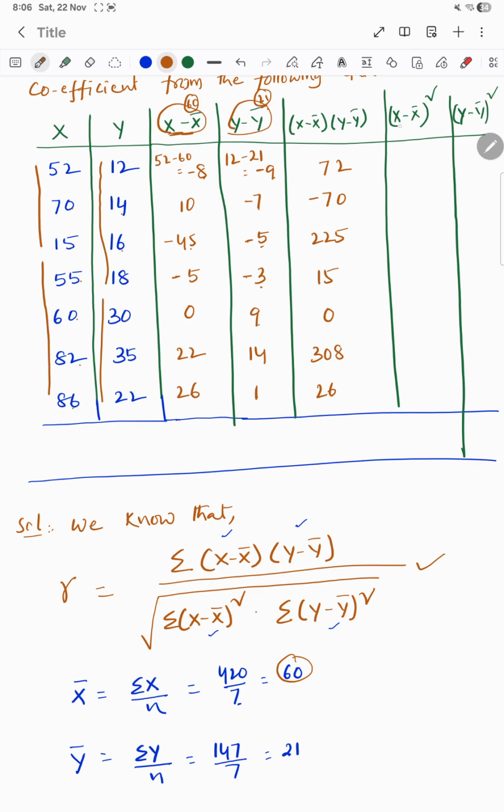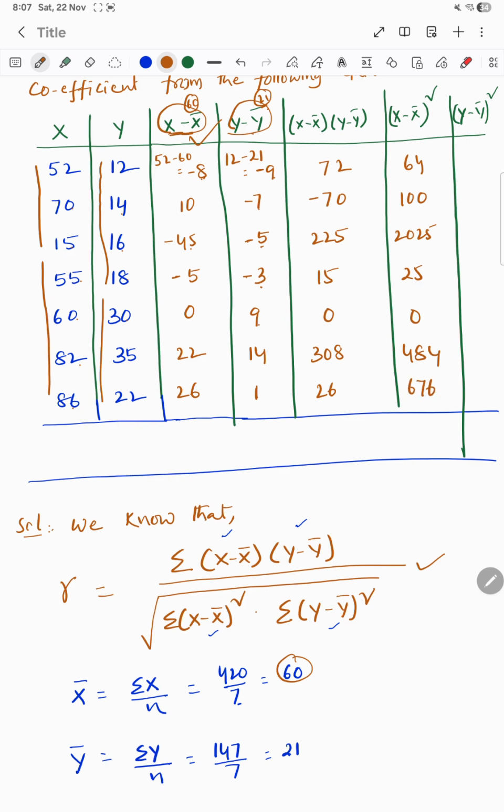Now our requirement is (x minus x bar) whole square and (y minus y bar) whole square. This means all these x minus x bar values we need to square. This means minus 8 square, 64, 10 square, 100, minus 45 square means minus into minus plus, 45 into 45. You can use calculator. That is 2025. Minus 5 square, 25. 0 square, 0. Next 22 square means 22 into 22, 484. And 26 into 26, it will give you 676.